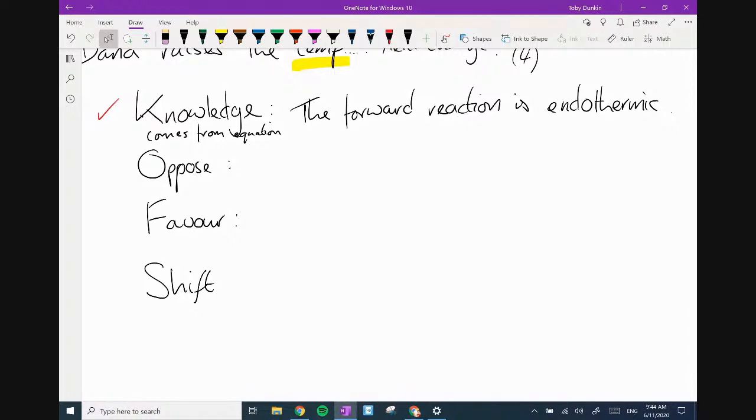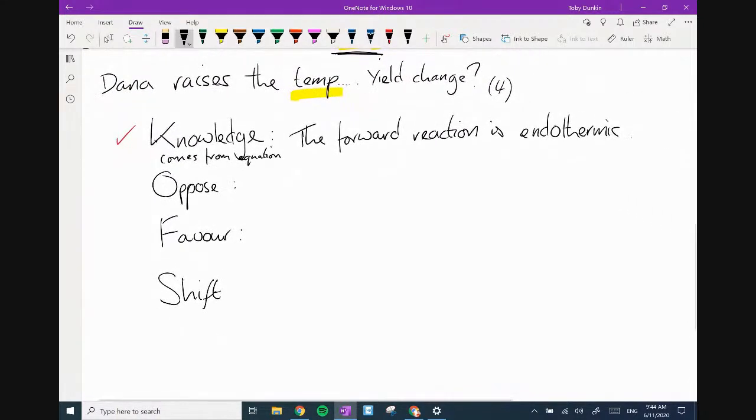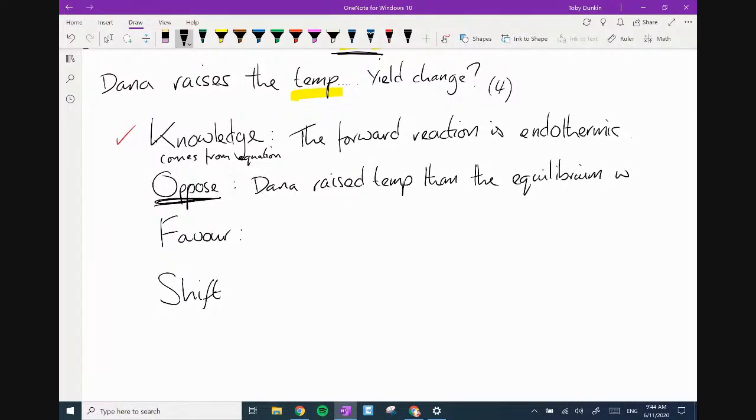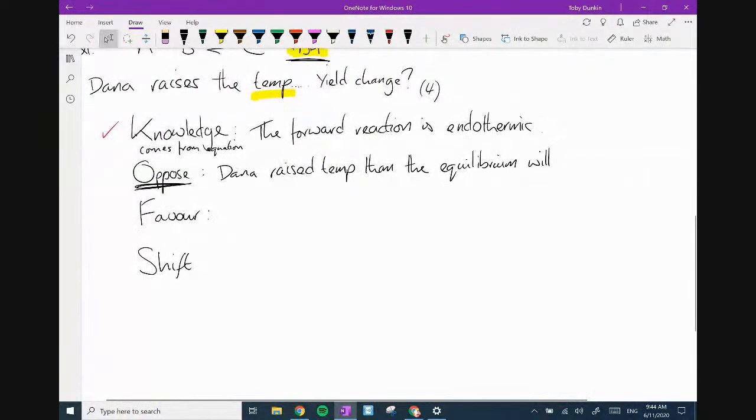You must say, what did Donna do? Donna raised the temperature. And the oppose is the opposite. It means the word opposite. So if Donna raises the temperature, then the equilibrium will lower the temperature.